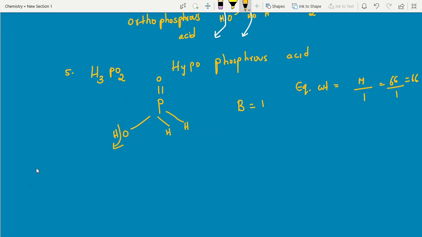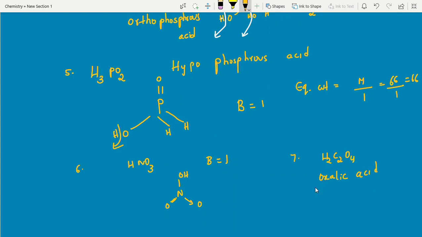Next one, HNO3. I am directly writing basicity equal to 1. Here also, if you want to draw the structure, you can draw. HNO3. Here basicity is 1. So you can calculate. Basicity is nothing but N factor. Next one, H2C2O4, oxalic acid. This is one of the important examples, oxalic acid. So calculate your N factor.